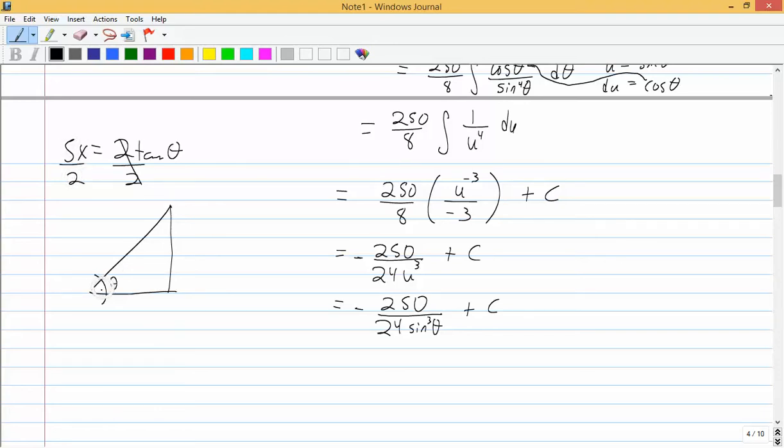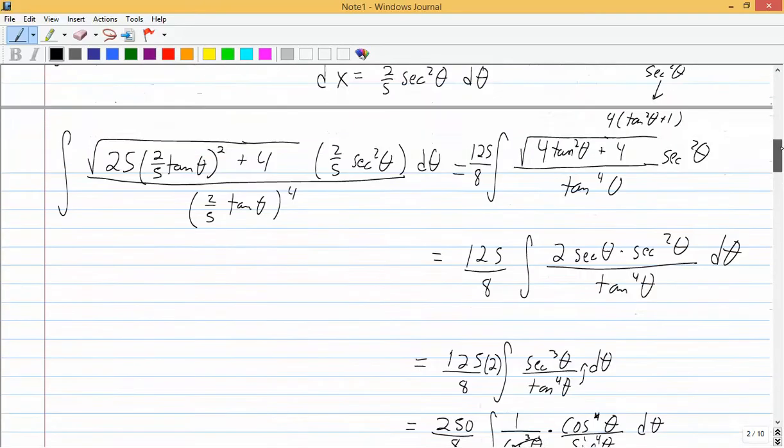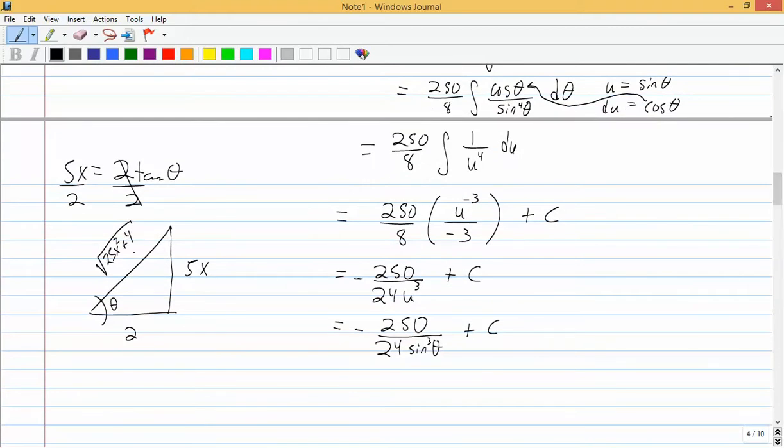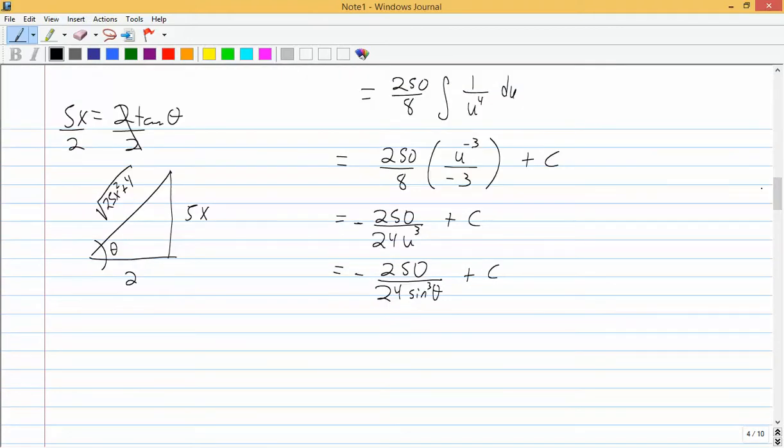So tangent is opposite over adjacent. So that's 5x, that's 2. What's this going to be? Square root of 25x squared. Is it plus or minus? Plus. Alright, plus 4. Alright. So it may be good for me to move this sine to the top and make it cosecant, but I'll worry with that in just a second.